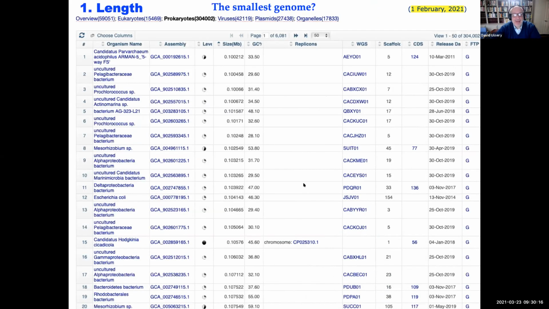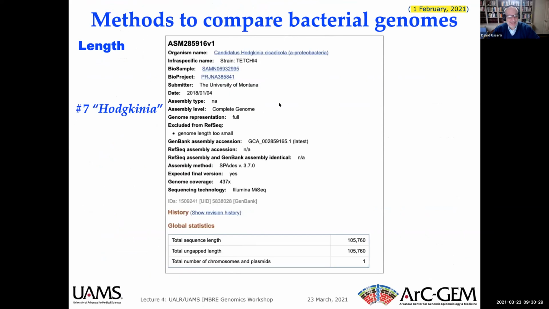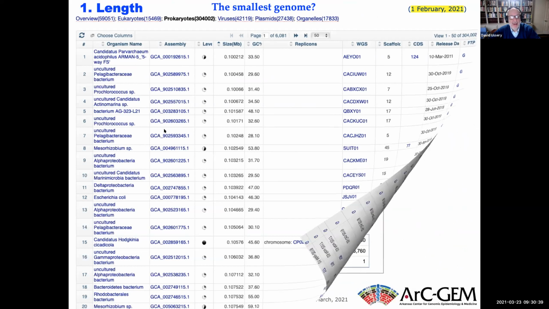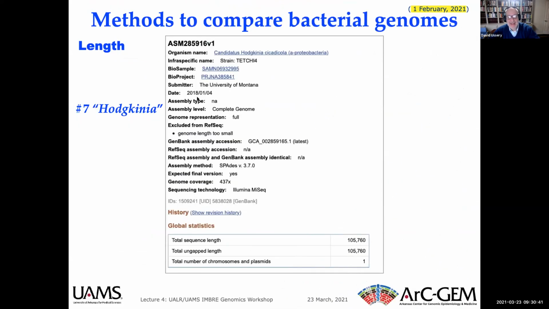Okay, the smallest genome is the same kind of thing. So what we can do is play around with that. And it turns out that a lot of these are plasmids. They're not actual genomes. And again, it's one of those things where you go through and look through it. But number 7, Hodgkinia, actually is an endosymbiotic genome, and it's only 100,000 bases long. And that's, quote, a true genome. It's greatly reduced, but again, that's kind of a thing.